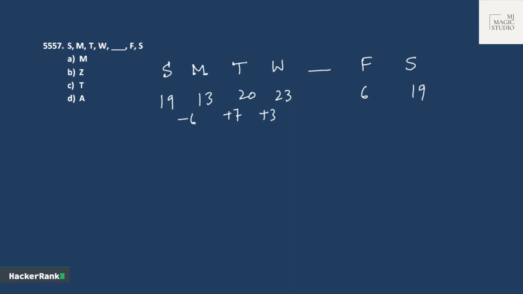But yes, this is one of the tricky series. These are nothing but the first initials of days of the week. Sunday, Monday, Tuesday, Wednesday, Thursday, Friday, Saturday. It should be T, option C.